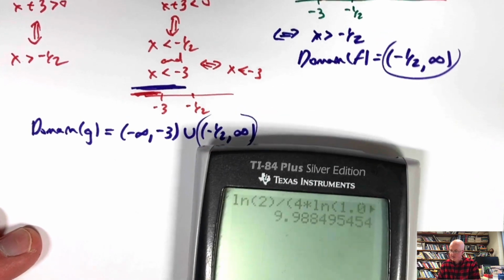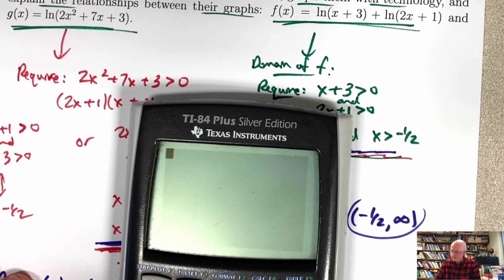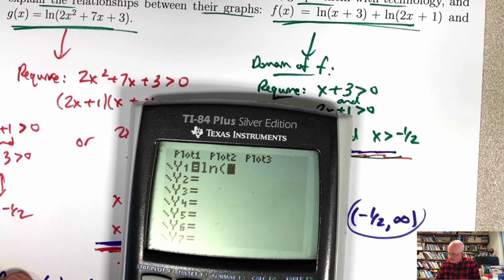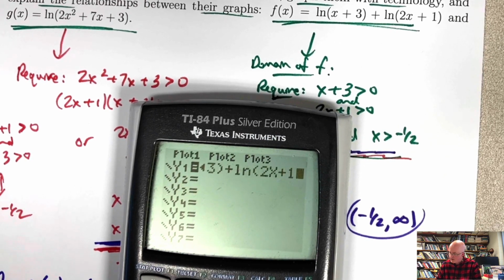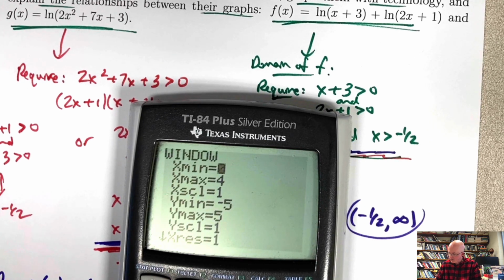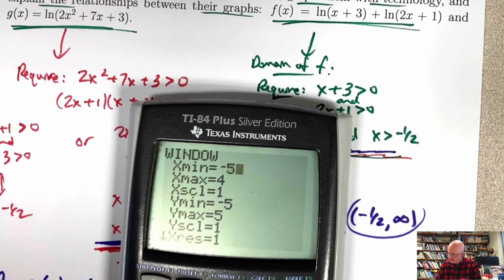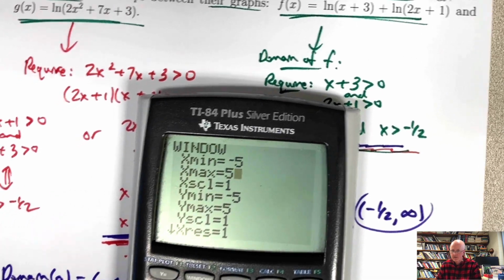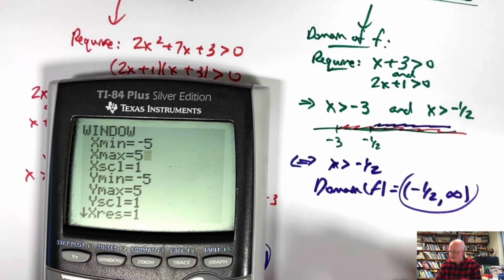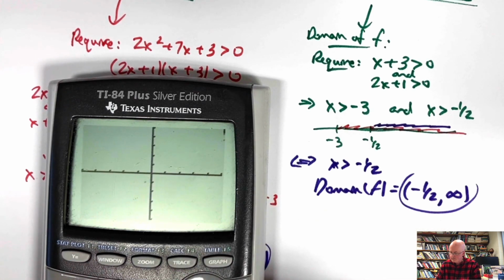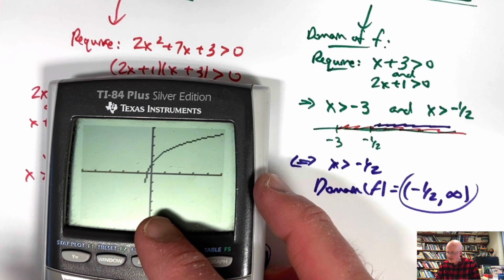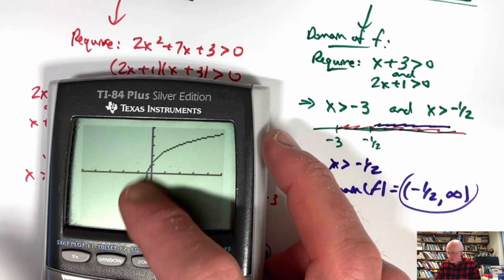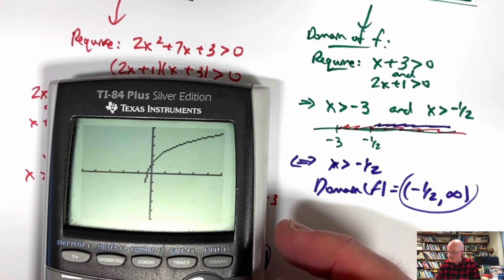So if I graph, let's just graph f first. ln of x plus 3 plus ln of 2x plus 1. Window, I'll go ahead and pick a bigger window. Say negative 5 to 5 in the x direction. I've already got negative 5 to 5 in the y direction. We should only see the graph when x is to the right of negative 1/2 though. There we see it. Is there a vertical asymptote there? I think so. It's hard to see. The calculator is not really graphing it all the way down there. Maybe we need to plot more points to make sure that happens.